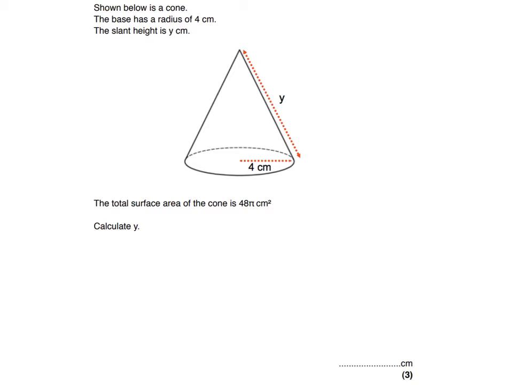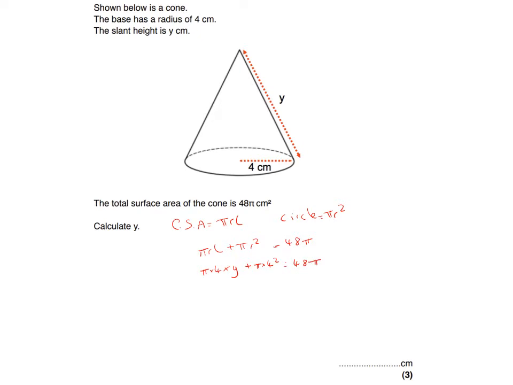So we said before that the curved surface area is pi rl, and the area of a circle is pi r squared. And we're going to add those together to get our total surface area. So we're after pi rl plus pi r squared, but we know here that our total surface area is 48 pi. So let's put our numbers in from the question here. The radius is 4, so this is pi times 4, and the slanted length, L, is actually the letter y in this question. So that's pi times 4 times y, plus pi times 4 squared equals 48 pi.